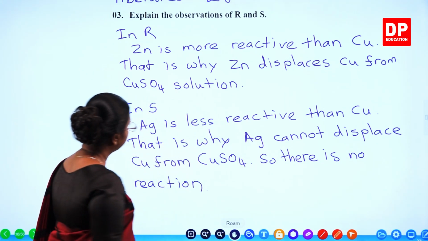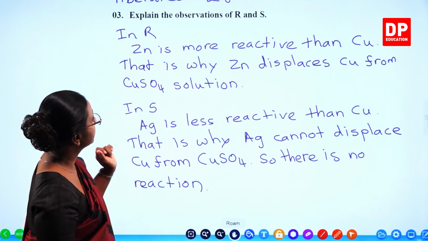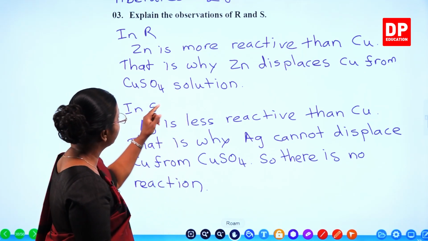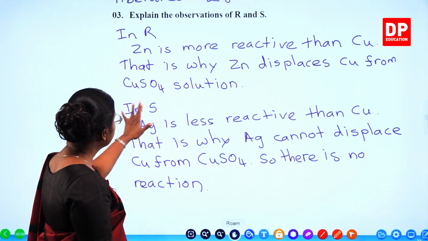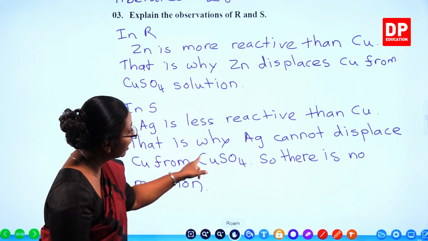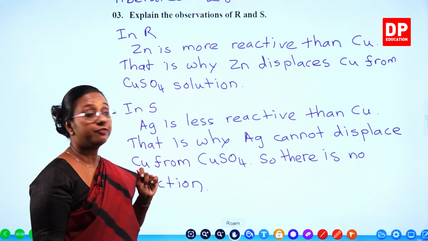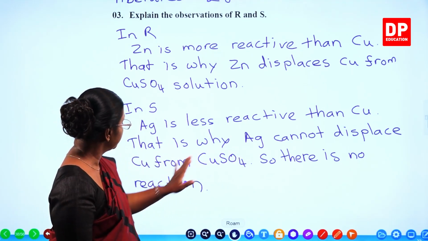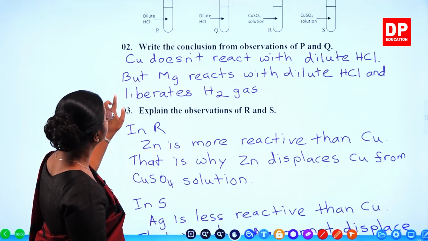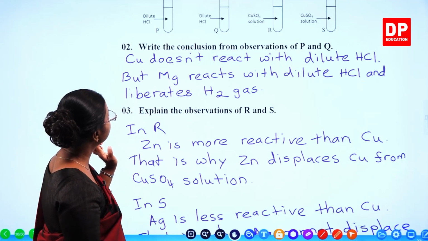So, is that okay, student? In R, zinc is more reactive than copper. That is why zinc displaces copper from copper sulfate solution. And in S, silver is less reactive than copper. That is why silver cannot displace copper from copper sulfate. So, there is no reaction observed. Is that clear? Here they wanted you to write the conclusion from the observation.